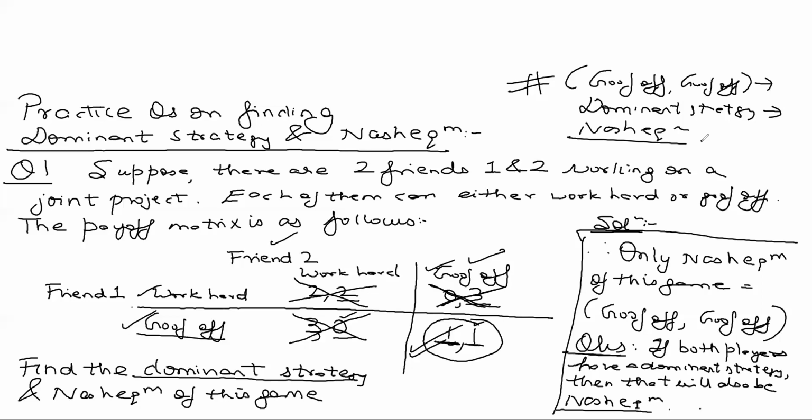The game was working on a joint project. A project was given to both the friends. The actions were either to work hard on the project or relax, goof off. We have found that for both the friends, the dominant strategy is to goof off, because every friend will goof off irrespective of what the other friend is doing, and that is surprisingly also the Nash equilibrium.